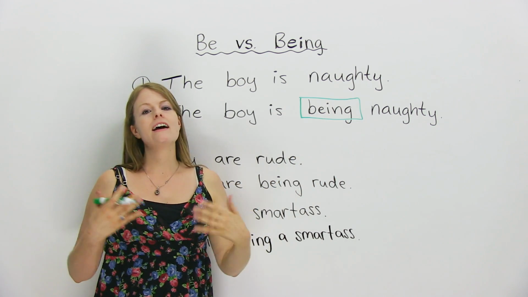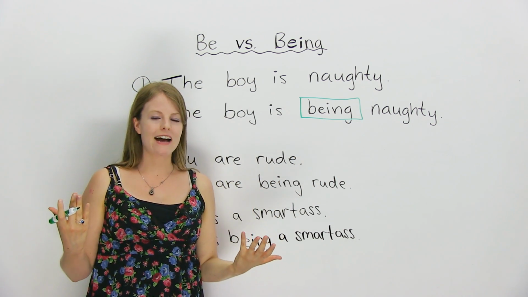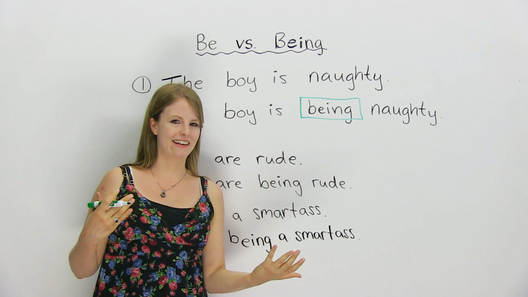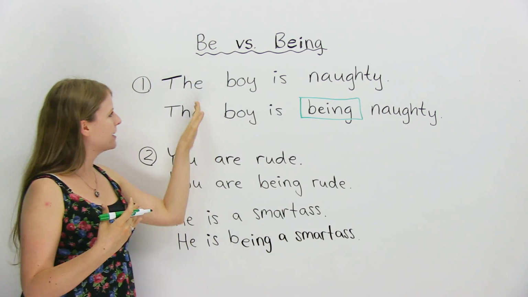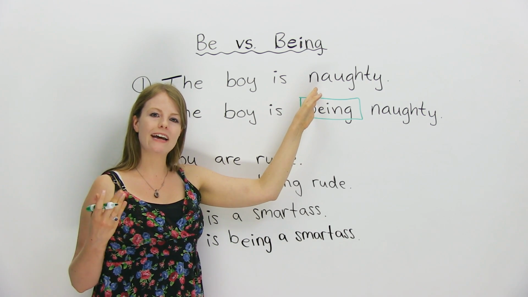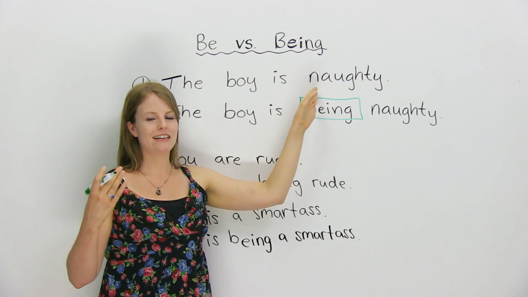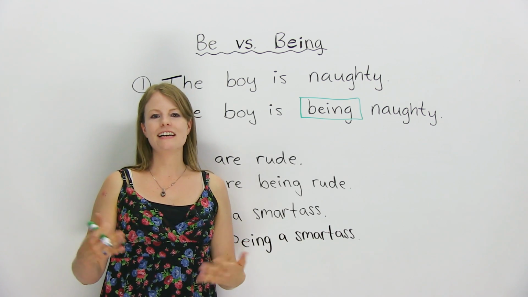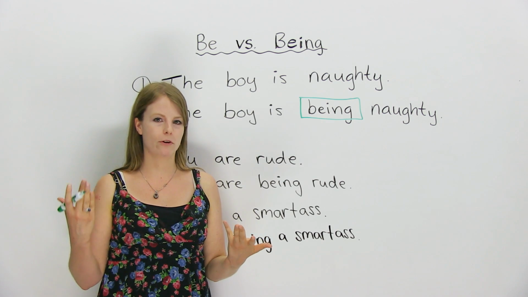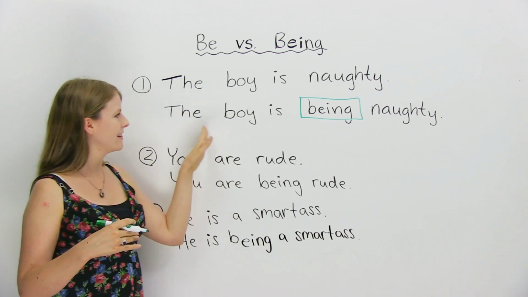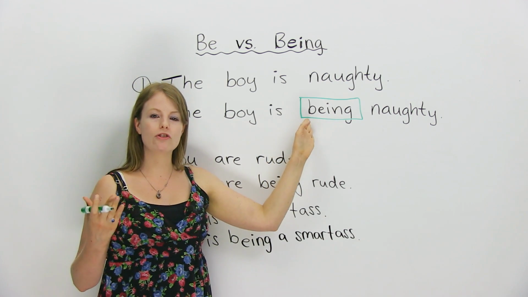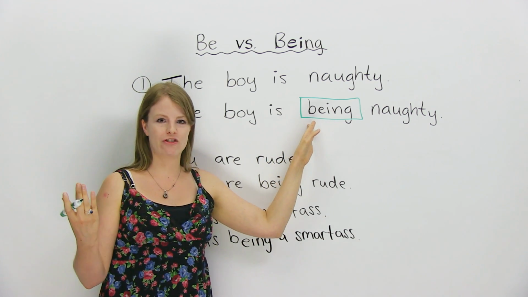Okay? Now, one of these has to do with behavior. The other one has to do with personality. So if we look at the boy is naughty, what we really are saying is the boy is usually bad. It's a part of his personality. He's a bad boy. It's who he is. He's a naughty boy. That's a little bit different than the boy is being naughty. In this case, we're just looking at a behavior or an action.